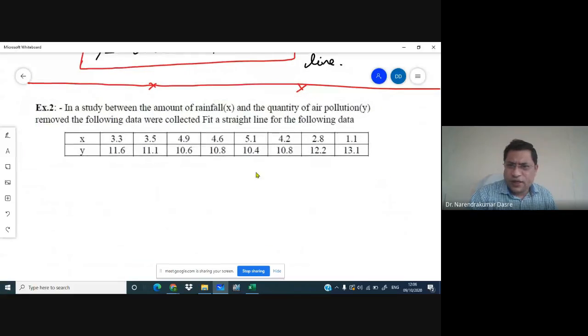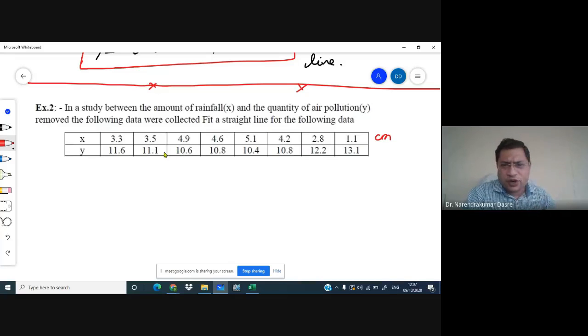So now, as I told you, we are fitting, we are doing the data analysis. We are finding whether there is a linear relation between these two or not. Okay. Now we have another example. So this example is a study between the amount of rainfall. Okay. So the amount of rainfall at a particular place is measured. Okay. And see how we measure the rainfall. We measure in millimeter, centimeter, inches, like that. Okay. So suppose this is in centimeter.